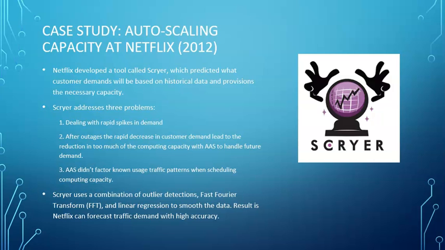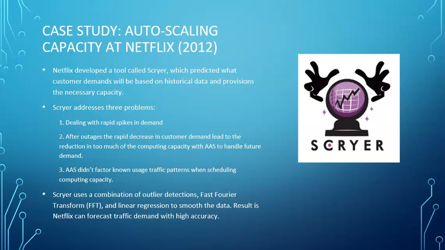The next thing it did was handle the aftermath of an outage. The rapid decrease in customer demand would lower the capacity, but it actually needed to be prepared for a higher capacity, with all the customers attempting to go back and hit the site. So it was able to predict that and accommodate the demand that was about to happen. And the third thing was that AAS didn't factor in traffic patterns when scheduling the computing capacity, but the system could fix that issue so that the correct capacity would be available when needed.